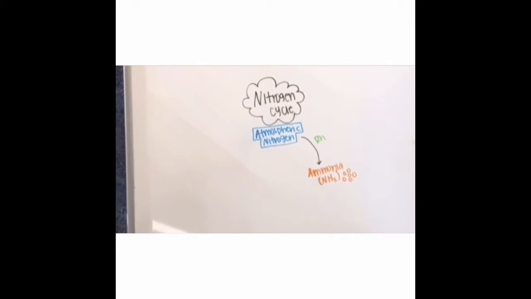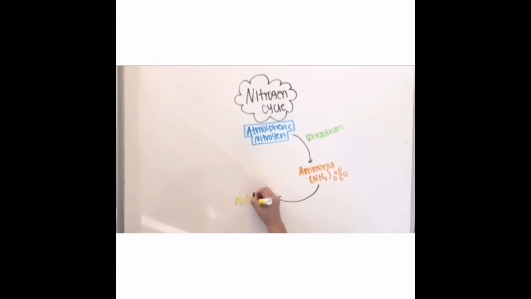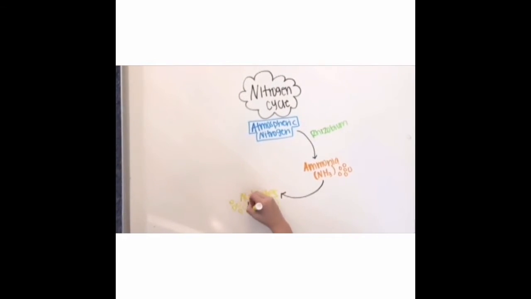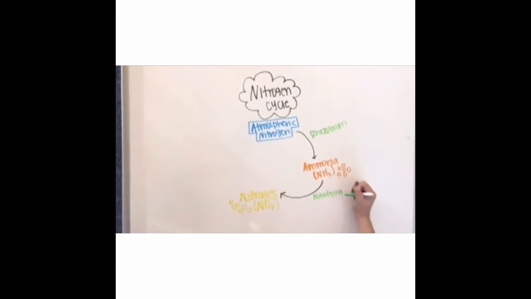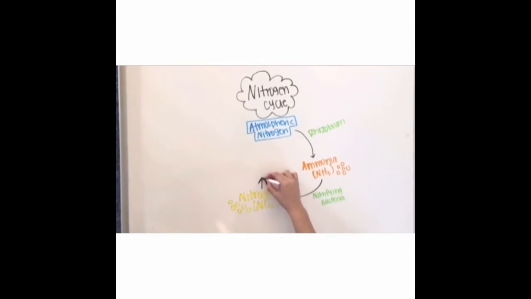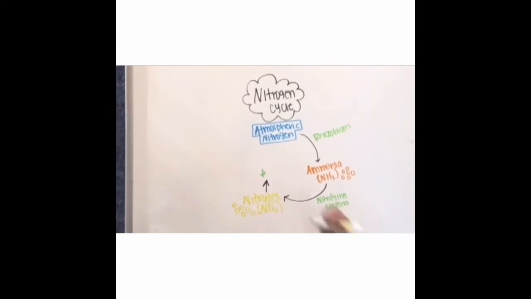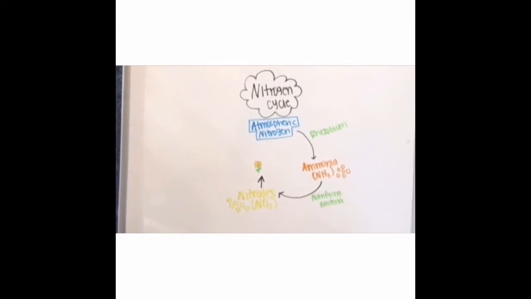Rhizobium takes place in the root nodules of plants. Next, they are turned into nitrates, also called NO3. This takes place through the process of nitrifying bacteria. Plants then can take these nitrates up from the soil and absorb them into their roots. They use these nitrates to make protein.